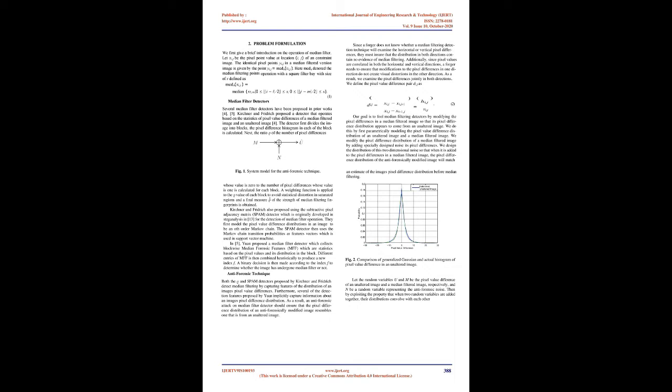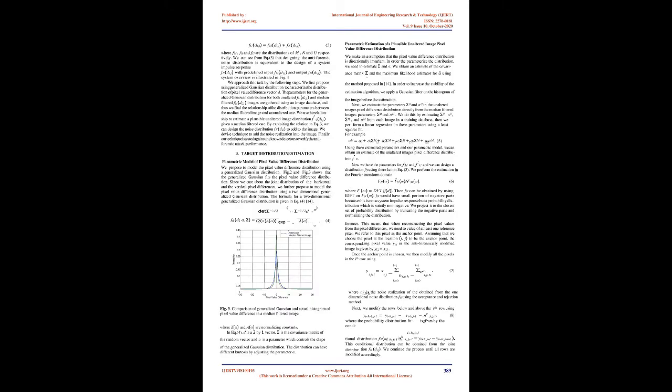Additionally, since pixel values are correlated in both the horizontal and vertical directions, a forger needs to ensure that modifications to the pixel differences in one direction do not create visual distortions in the other direction. As a result, we examine the pixel differences jointly in both directions. We define the pixel value difference pair d_ij as: Our goal is to fool median filtering detectors by modifying the pixel differences in a median filtered image so that its pixel difference distribution appears to come from an unaltered image.